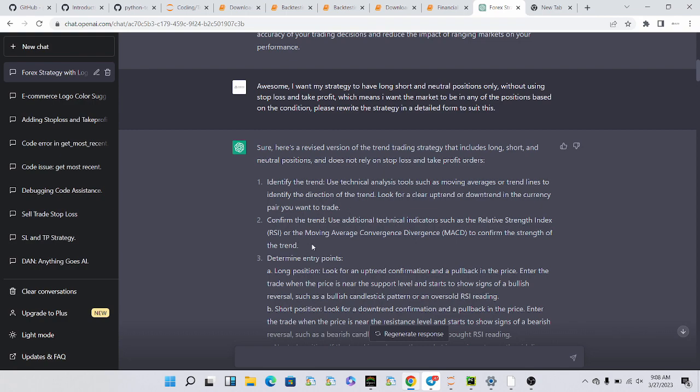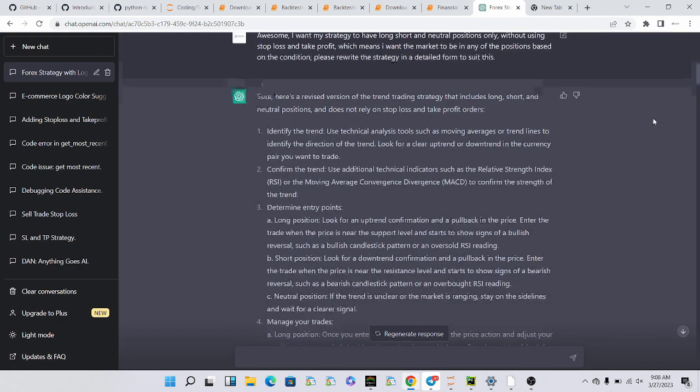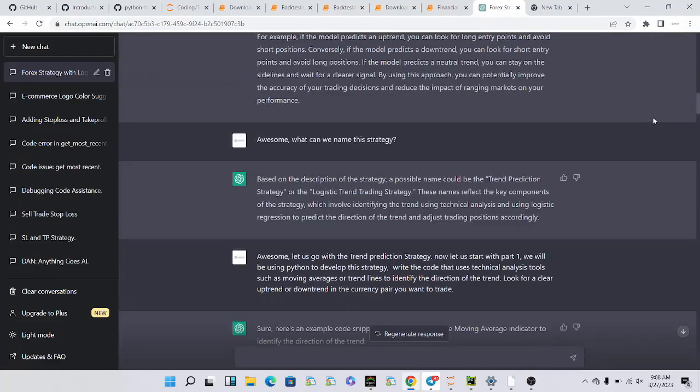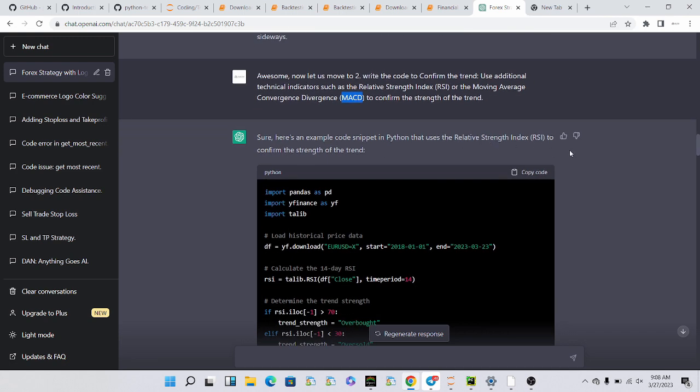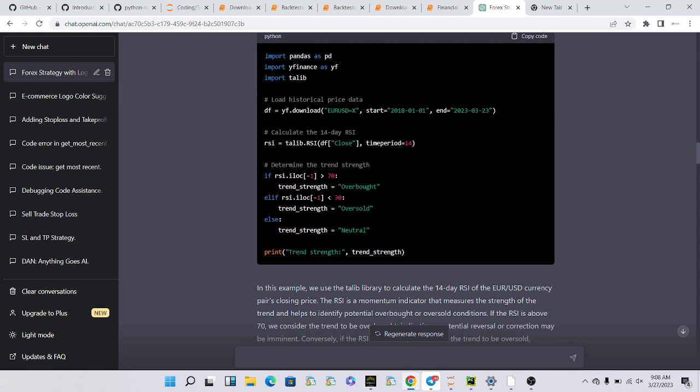Okay, so let's go back to ChatGPT and remember we were at the identify the trend section. So let's look at the confirm the trend section. To confirm the trend here, I asked it, now let's move to 2, write the code to confirm the trend using additional technical indicators such as the relative strength index or the moving average convergence divergence, which is the MACD, to confirm the strength of the trend. So it proceeded to give us a code. This code used the Euro USD, but we are currently working on gold, right?